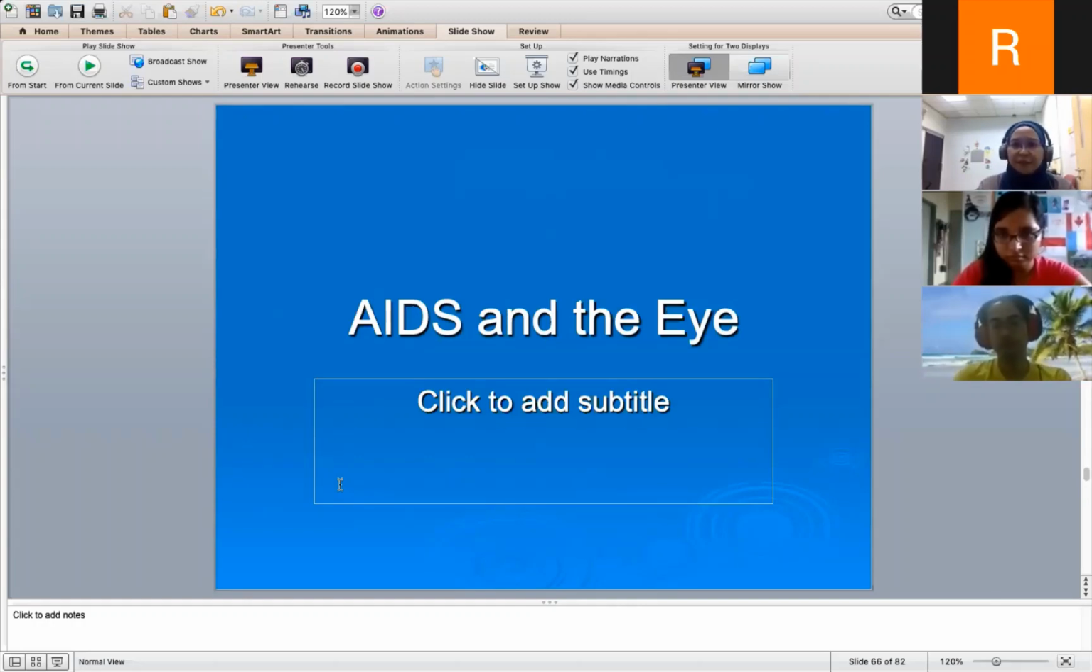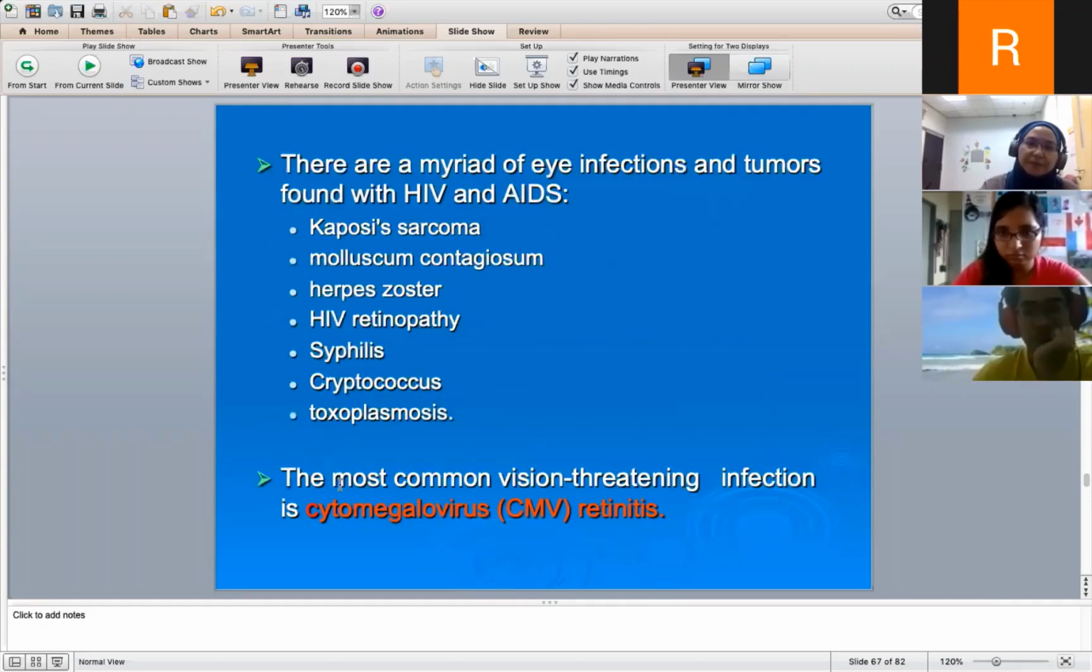Okay, we cover a bit on the AIDS for HIV-related eye problem. Now, this is a long list of what an HIV patient can have in the eye. Kaposi sarcoma, molluscum, all these things, I think tak payah baca lah kot, banyak sangat for you guys. What you have to know is this: HIV retinopathy, syphilis, all these opportunistic infections when your system is down.